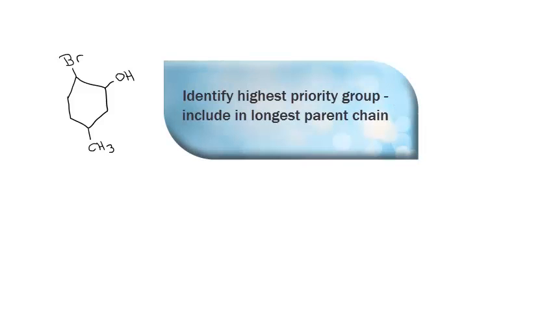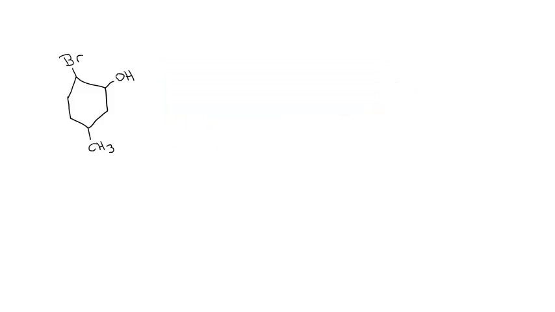Okay, let's go ahead and take a look at another structure. This compound will be a little bit different. As always, the first thing we do is identify the highest priority group. On this cyclohexane ring we've got a bromine, an OH, and a methyl CH3. The bromine and methyl both are the same priority, and the hydroxyl OH is the highest priority group, being an alcohol. So this will be named as an alcohol.